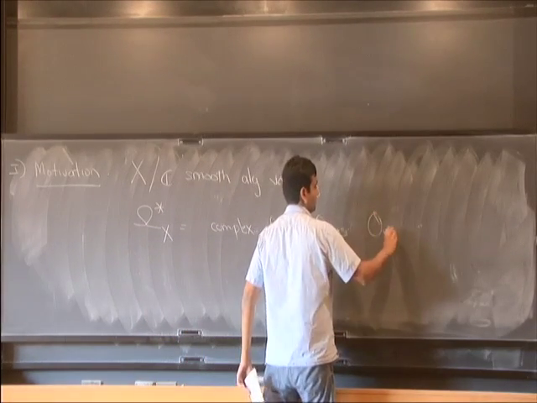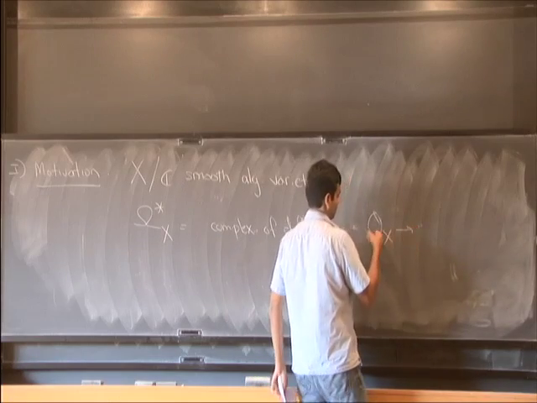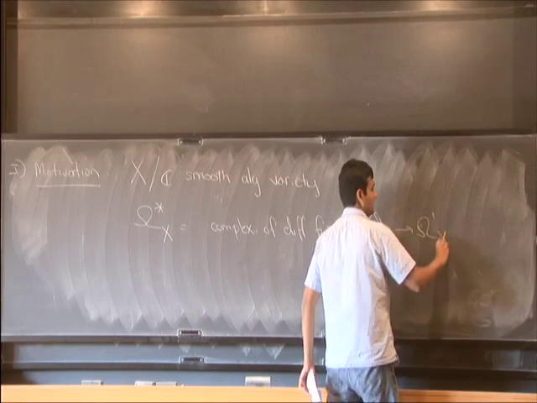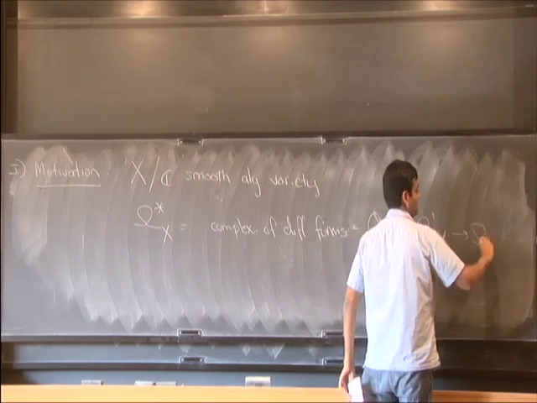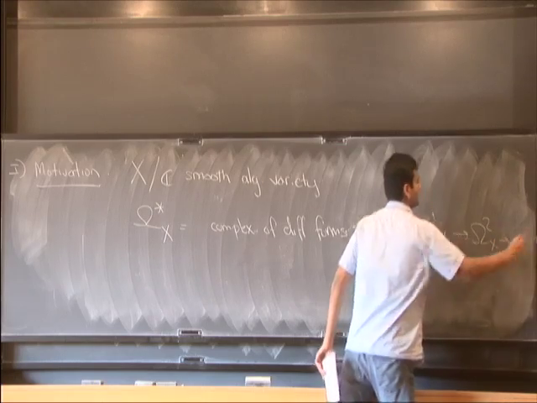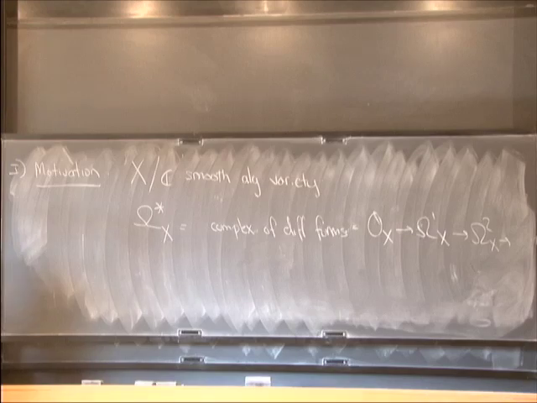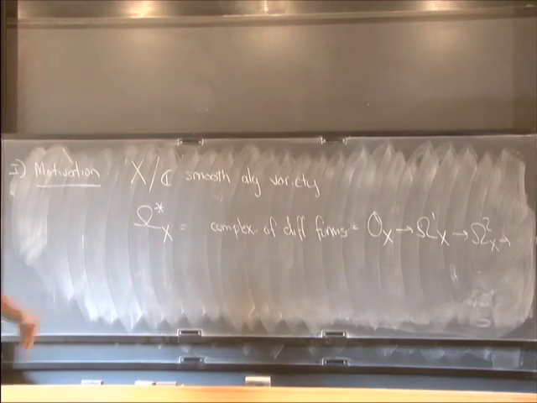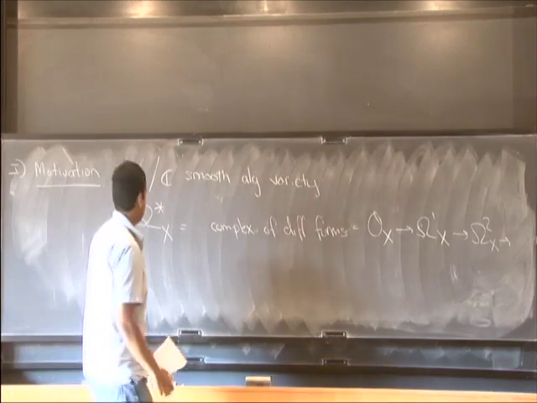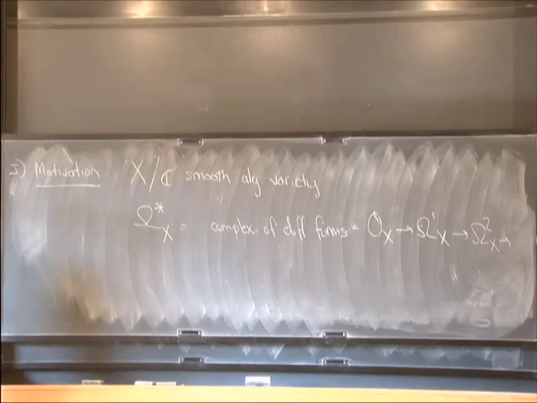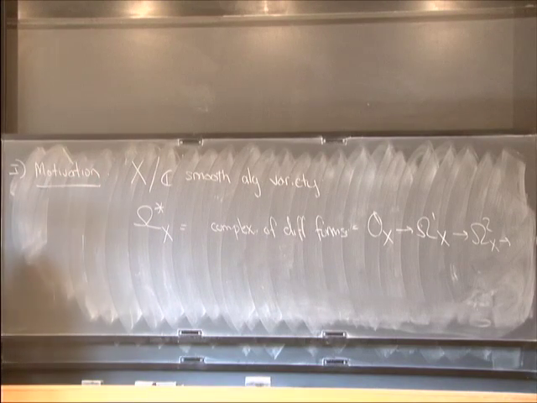So it looks like so. It's O_X in degree 0. This is the sheaf of functions. It's Omega^1 in degree 1, Omega^2 in degree 2, and so forth. Except everything here is happening in the algebraic category. So I only work with algebraic functions and their derivatives and so forth. And once again, in the affine case, you can really think of this as a complex of abelian groups.